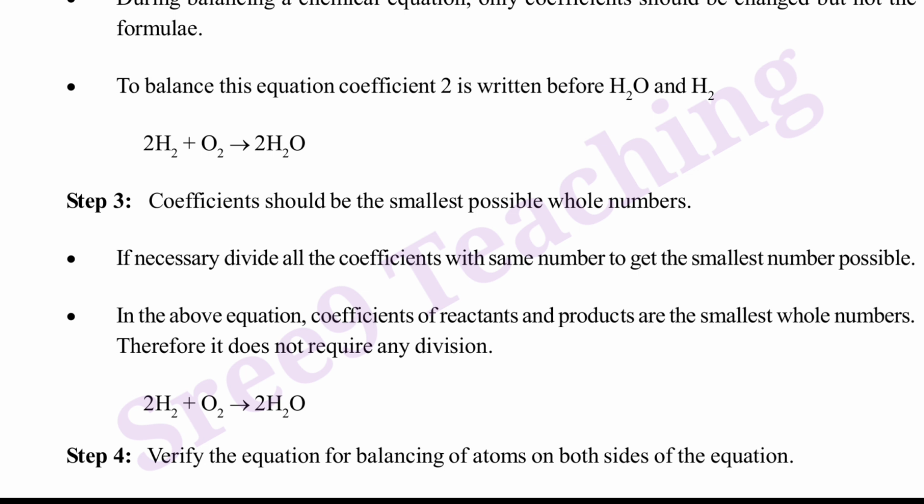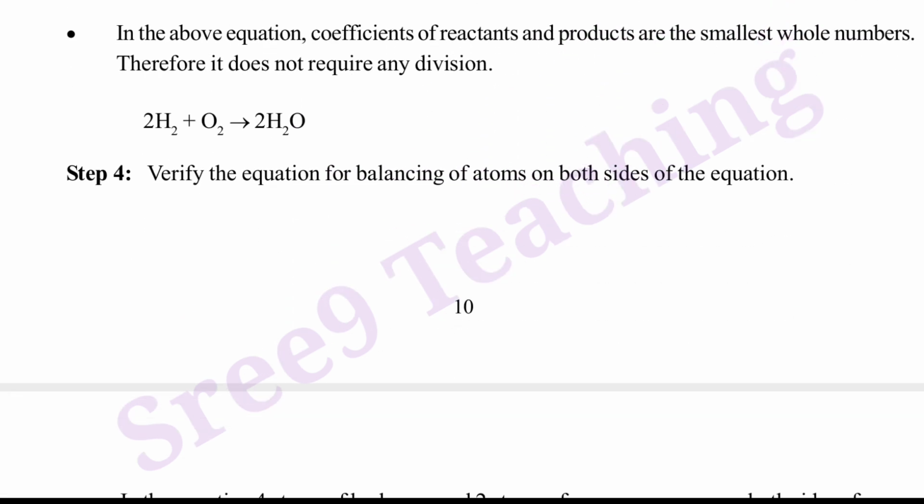Okay, right. Now let us see the fourth step. Verify the equation for balancing of atoms on both sides of the equation. After writing the coefficients, we have to check the left hand side as well as the right hand side. The number of each kind of atom on the left hand side should be equal to the number of atoms on the right hand side. If it is so, then we say the chemical equation is balanced. Got it?